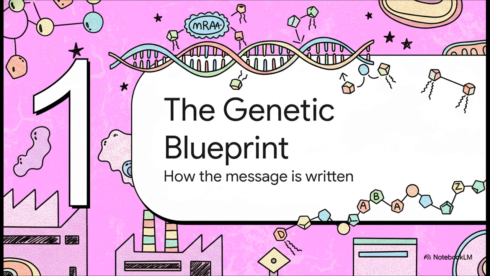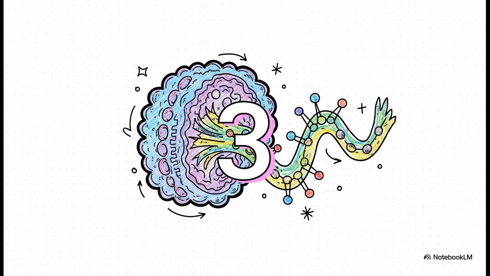Okay, so first things first, let's take a look at the instructions themselves. How is this message even written? The first thing you've got to know is that this blueprint has its own language. And the whole thing, the entire language of life, boils down to the number 3. It's read in 3-letter words. Each one of these words is called a codon, and it's basically an instruction for which building block, which amino acid, to add next. It's such a simple, elegant system, and it writes the instructions for everything alive.